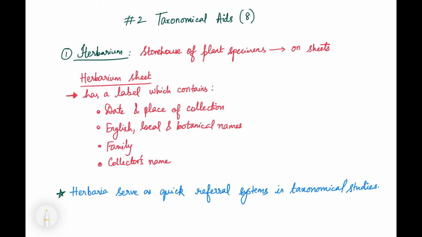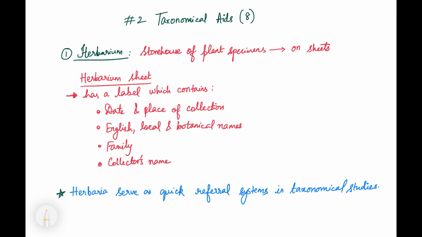Generally for school and college projects, we use newspapers, right? We use dry newspapers to do this. Now what is this herbarium sheet? What does it contain? It has a label. On our notebooks we have a label, right? So like this, the herbarium sheet has a label, and what all will be present in that label?